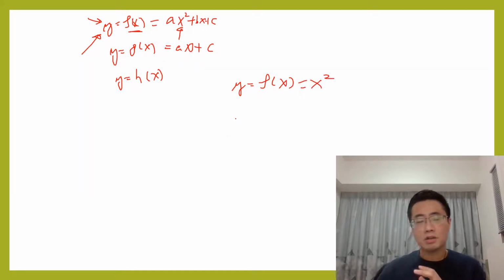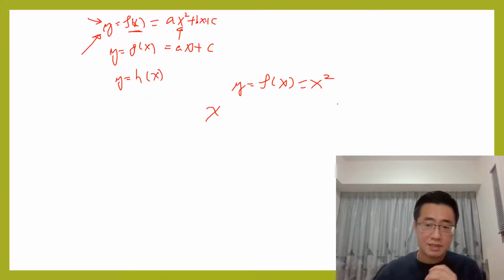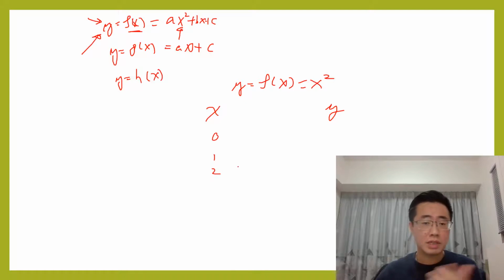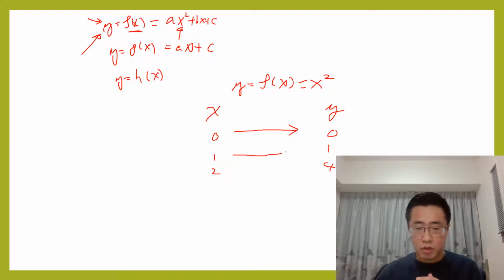On the left-hand side we have the value for x, and on the right-hand side we have the value for y, the output variable. So let's randomly set x to be equal to 0 or 1 or 2, and then the corresponding outputs for y are 0, 1, and 4. Very easy. You can see that the mapping from x to y here is 1 to 1 and then 2 to 4. Very simple. This is the function x^2.